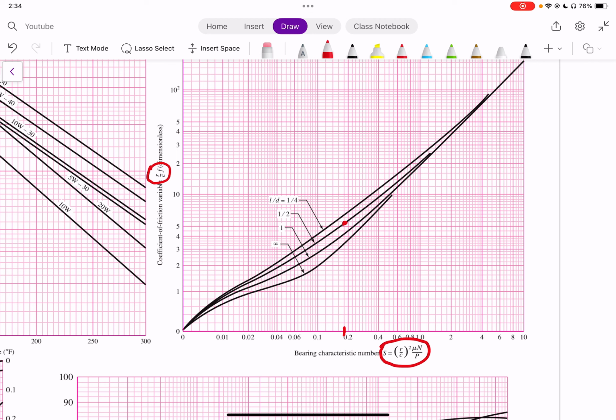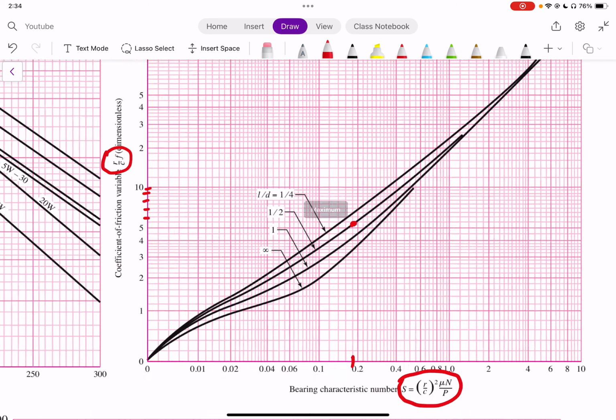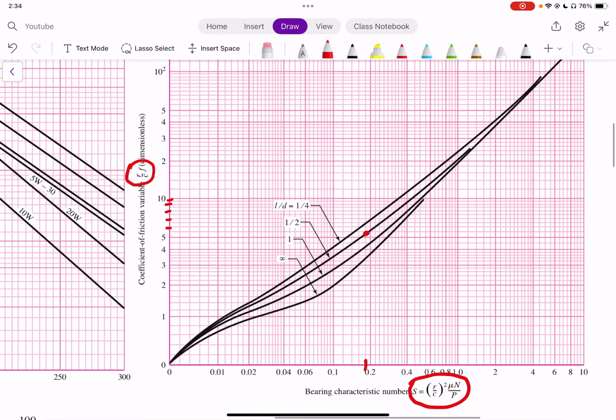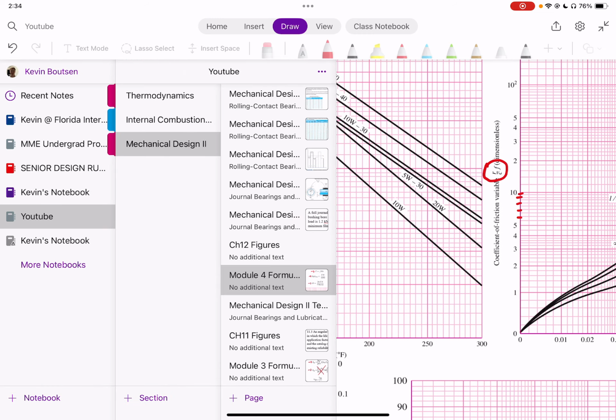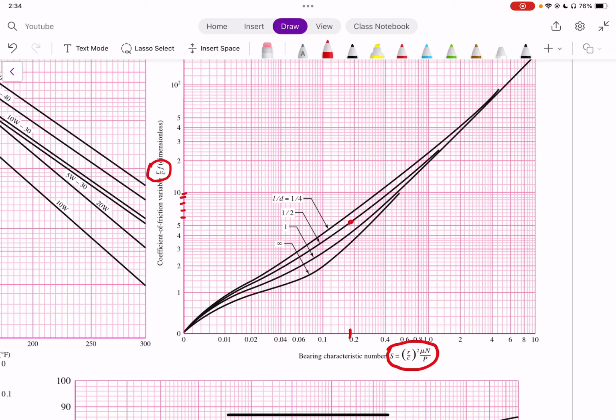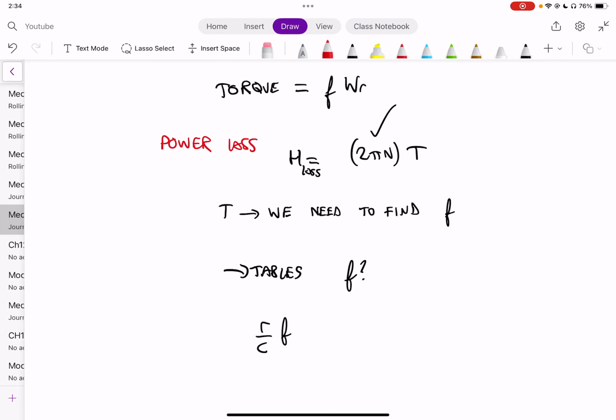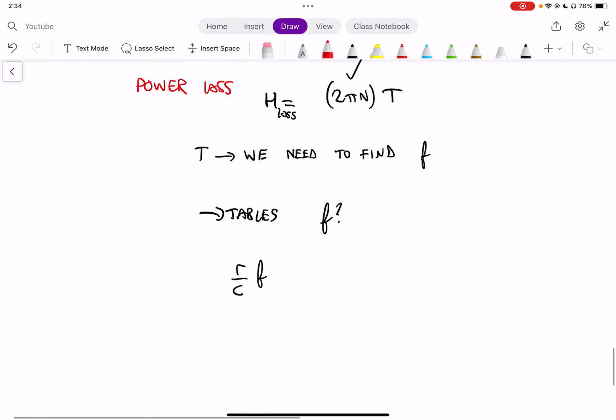We're going to see that we get to something like 5.4. So we see that this is 5, 6, 7, 8, 9, 10, so we're at just under 5.5. If we zoom in, we'll see that we're just under 5.5. It's hard to see, but it's an approximation once again, so you don't have to be exactly precise with your analysis here. There are more advanced tables and lookup tables where you can find more exact values. But R over C times F would be equal to 5.4 in this case, based on the chart.